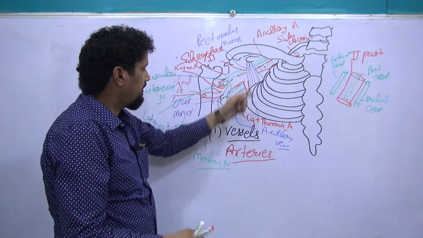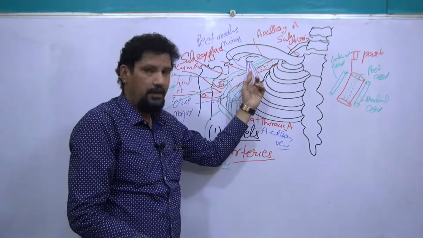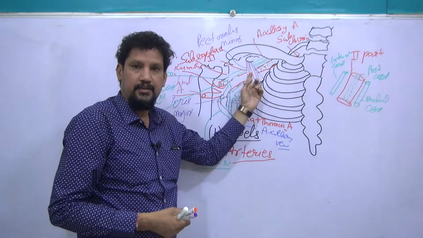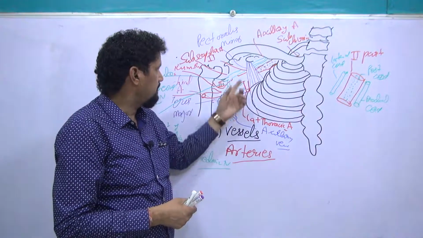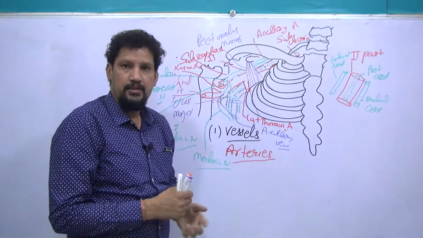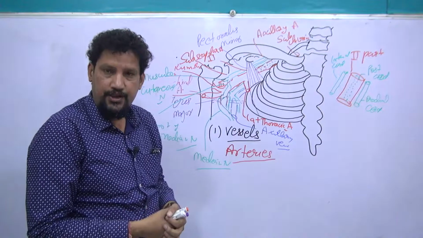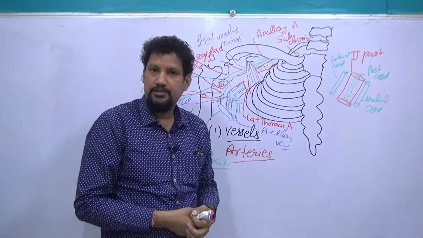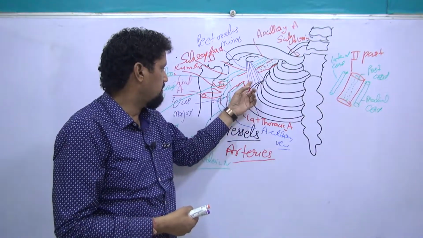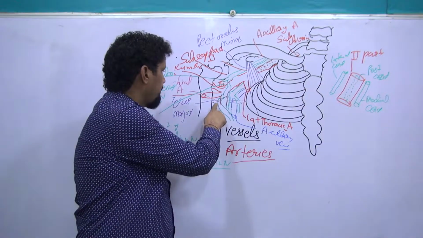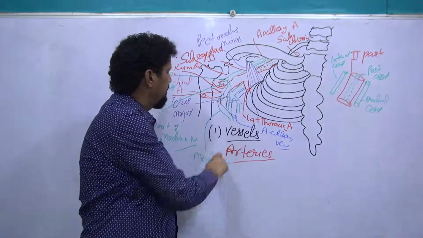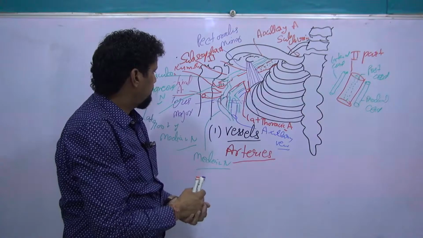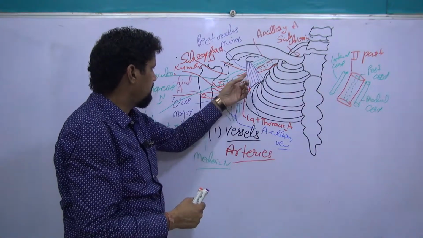The axillary artery: the first part, the second part is behind the pectoralis minor muscle, and the third part is between the lateral margin or the lower margin of the pectoralis minor muscle up to the lower border of the teres major muscle. So this is the third part.